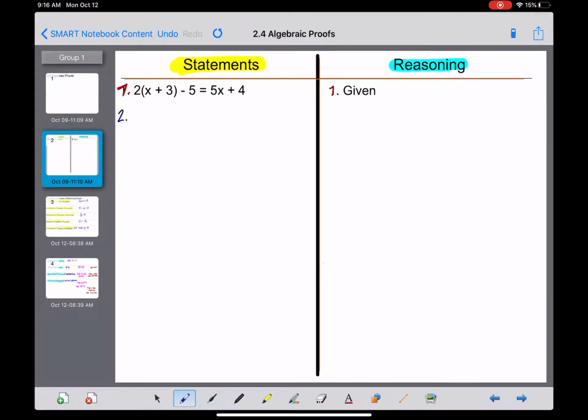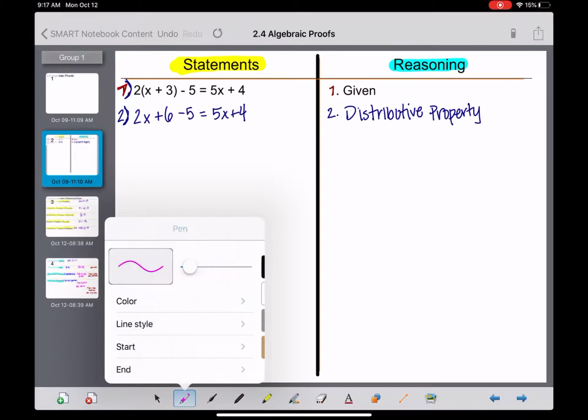So number 2, if I were to go about solving this, I would distribute the 2 through to my parentheses. So that's going to become 2x plus 6. And then I'm going to recopy the rest of my work. What did I do to go from step 1 to step 2? I used the distributive property. So I'm going to list that as my reasoning. I'm just writing in words the steps that I am taking. That's the only difference from solving this in algebra.